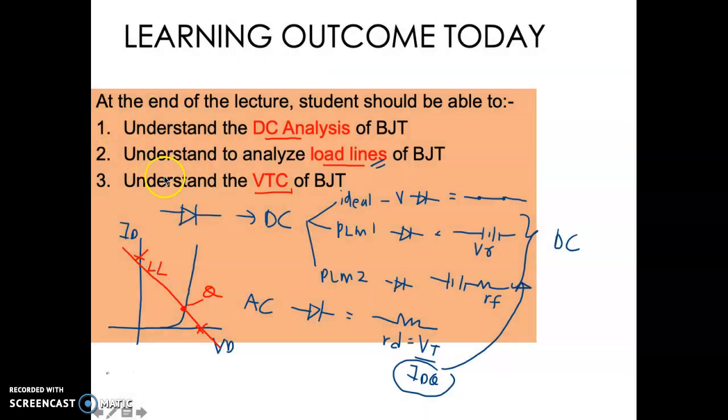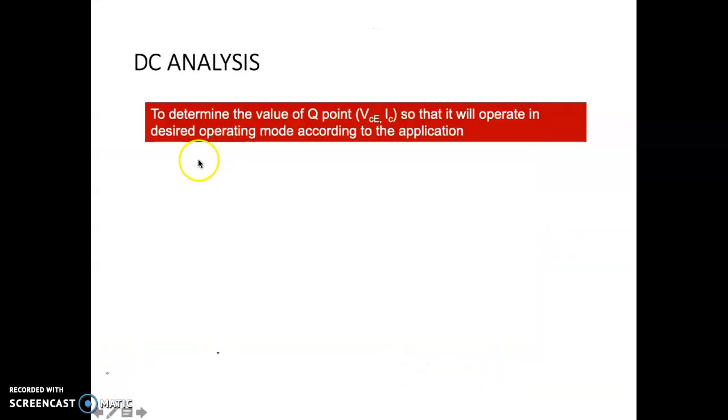The same will happen to your BJT. We also will have DC analysis and load line, but we have an extra here, that is what we call the voltage transfer characteristic. Okay, now let's move to the first one, DC analysis. Why do we need to do DC analysis? Because we want to determine the Q point, the operating point, so it can operate according to the application.